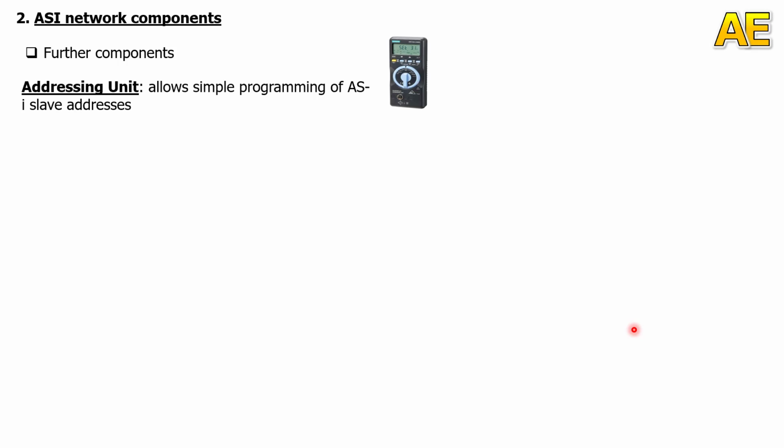Okay, next are some further components. First is an addressing unit. It allows simple programming of ASi slave addresses. Here is the picture of the addressing unit.